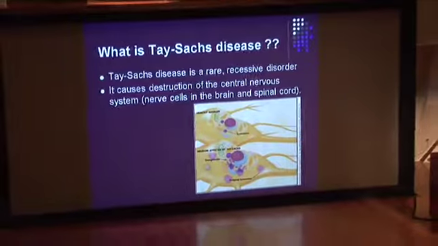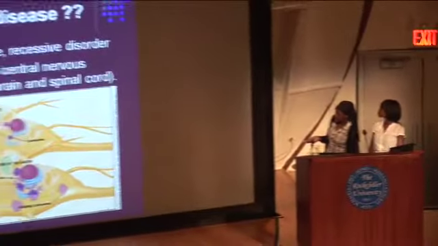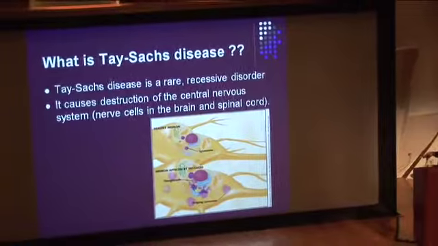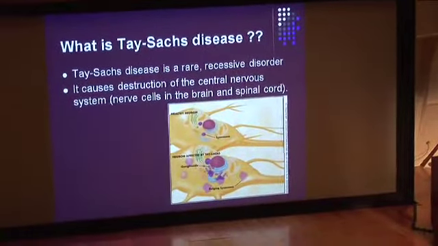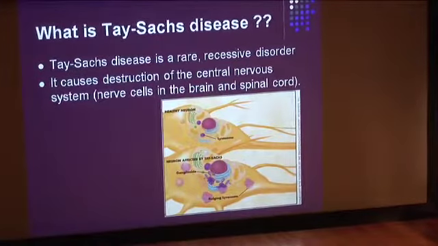What is Tay-Sachs disease? Tay-Sachs disease is a rare recessive disorder. Tay-Sachs causes destruction of the central nervous system, which is nerve cells in the brain and spinal cord. And you can see here a healthy neuron versus a neuron affected by Tay-Sachs. The neuron affected by Tay-Sachs shows a buildup of a fatty acid called ganglioside and has bulging lysosomes, and the healthy neuron is normal.